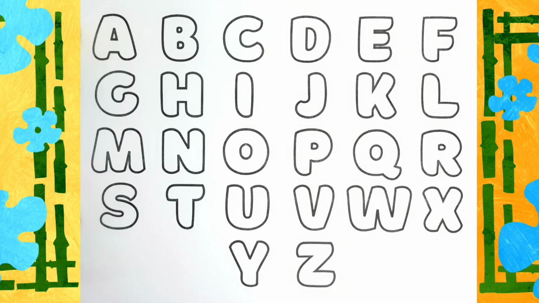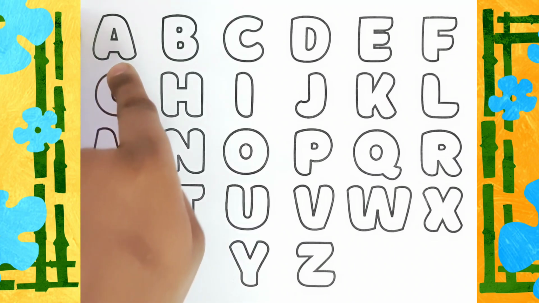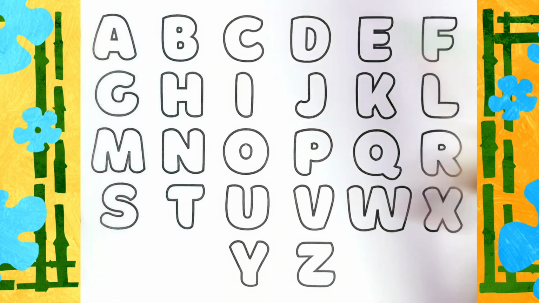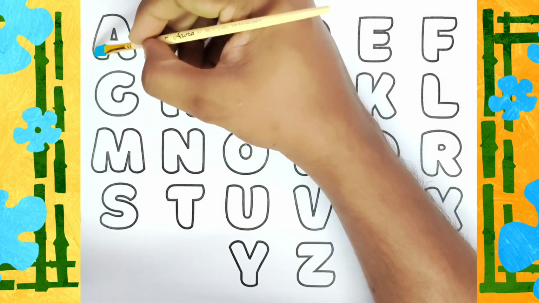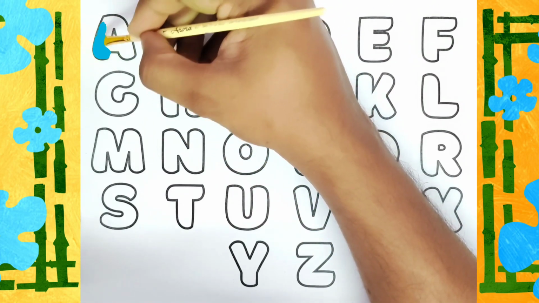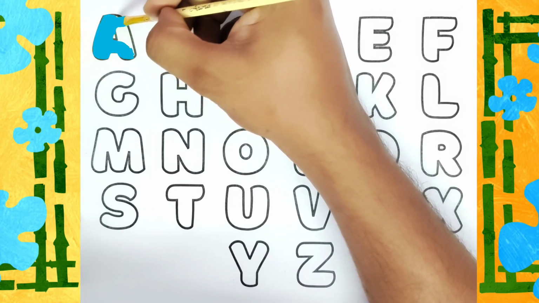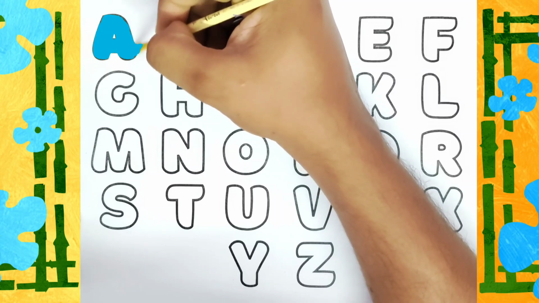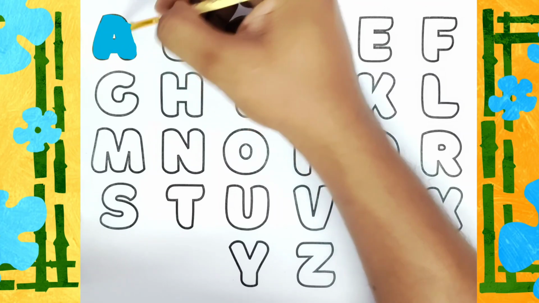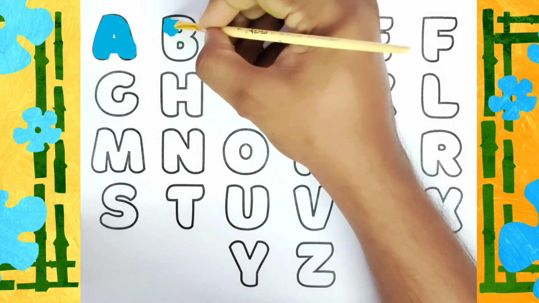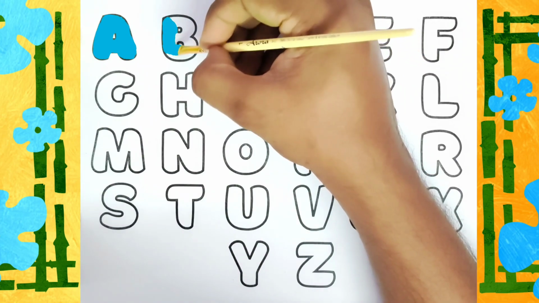Today we are going to learn alphabets. We will be coloring from A to Z. Let us get started. This is A. A for apple. This is B. B for ball.